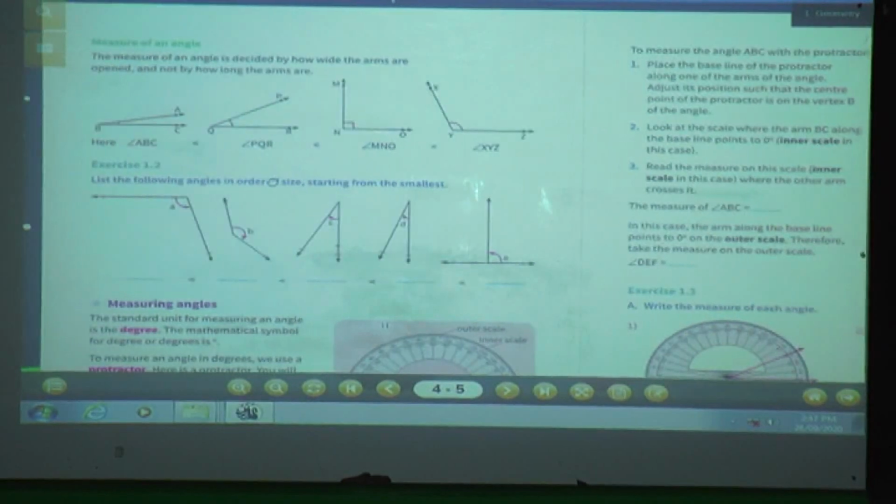I am Pooja Dhokre. So students, in our previous class we have already studied about angles, vertex and arms. So today I am going to teach you measure of an angle. Open the book, page number 4. See students, measure of an angle.